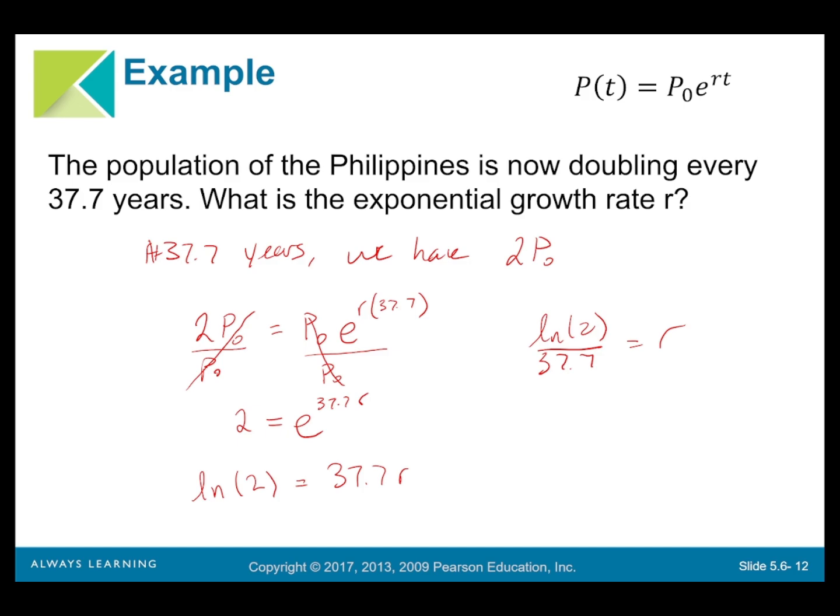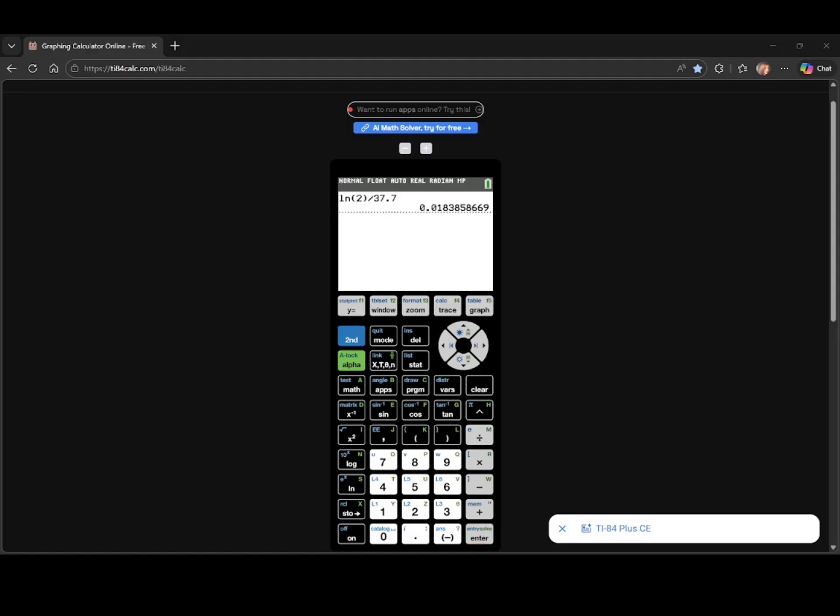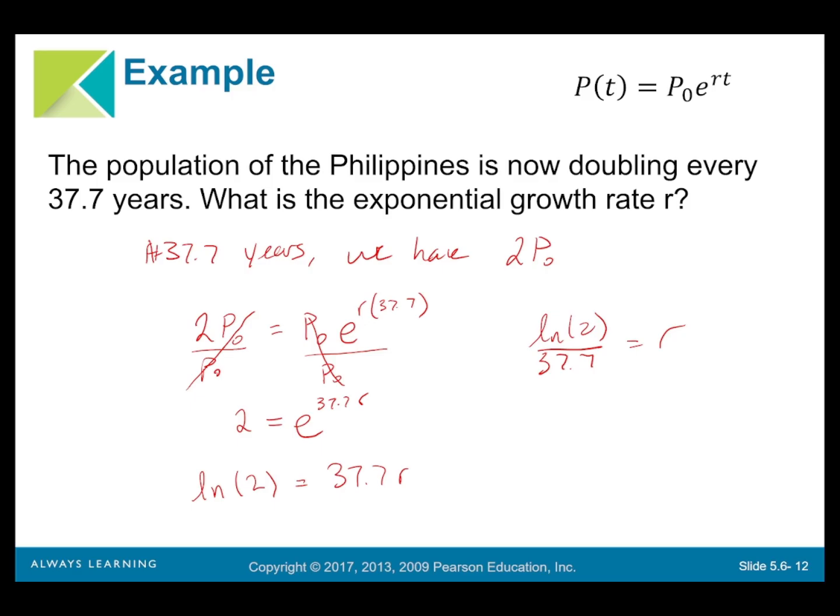And of course, we can't do that in our heads, so we jump to the calculator and we figure out what is ln of 2 divided by 37.7, and that's 0.0184. So r is 0.0184, or of course 1.84%. But typically we like to have the decimal instead. But notice we still were able to find the growth rate. We found our growth rate r, and we didn't need that initial population.